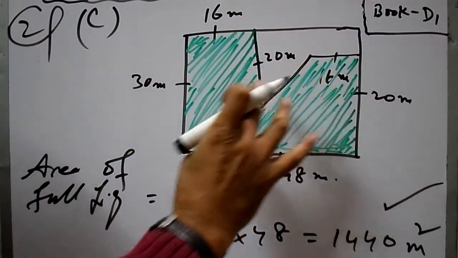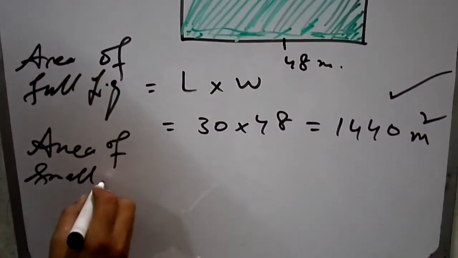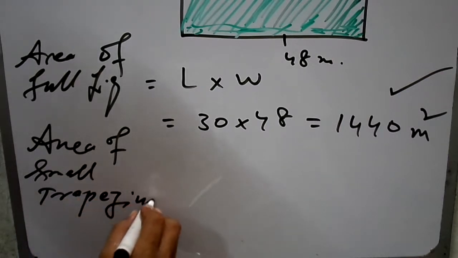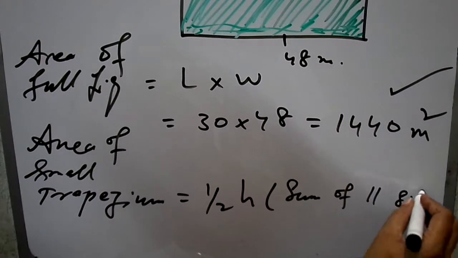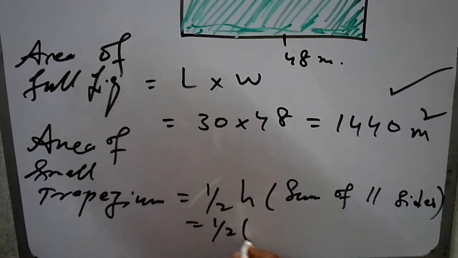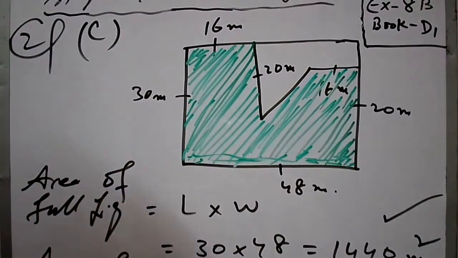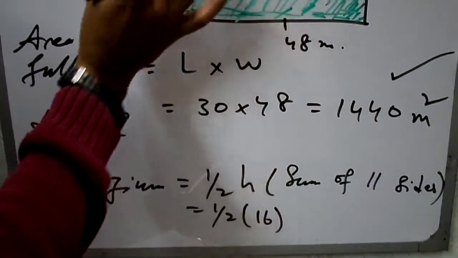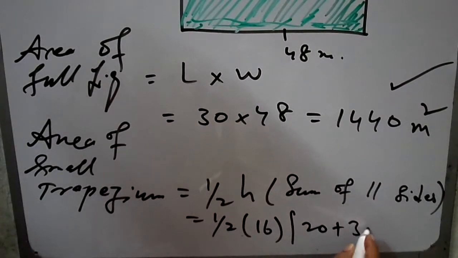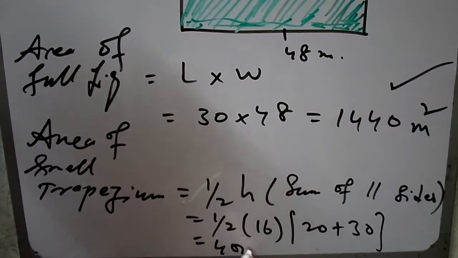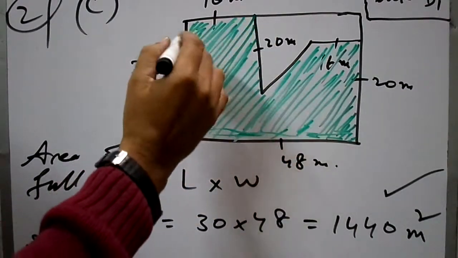So for the smaller one, first of all you have the area of the small trapezium. Area of small trapezium is equal to half height into sum of parallel sides. So putting the values, that is 16, you can see the height, and the sum of parallel sides, that is 20 and 30. So 20 plus 30, you will get 400 meter square. So that is your small trapezium.